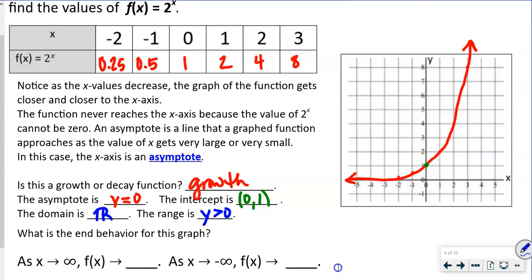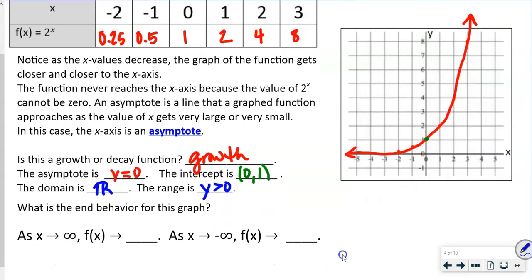So now let's talk about what the end behaviors of this graph are. As we head towards infinity here, where is the graph headed? Looks like it's going up and up and up, right? So that's headed towards infinity, but as we head towards negative infinity, where is the graph headed? Yes, it's headed towards 0. Now recall, it's not going to ever touch 0. And remember, f of x means y, but it's going to approach it, okay?